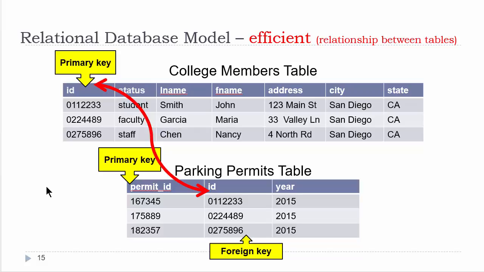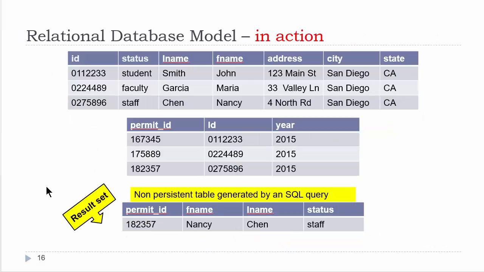Therefore, if you wanted to find out who owned an ID for a parking permit, you could query this table because it is related to the college members table. You could pull that information together in a result. So this table at the bottom would be an example of a result set generated by an SQL query.